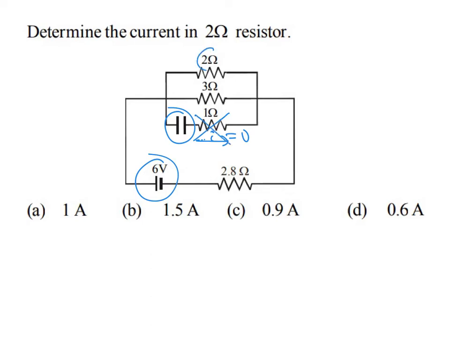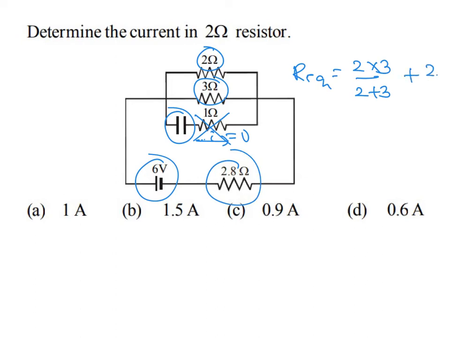So only the 2 ohm is connected in parallel with 3 ohm now. So R equivalent must be equal to R1 R2 divided by R1 plus R2, 2 into 3 divided by 2 plus 3, and this is connected in series now. So I am adding it to 2.8, so that I will get 4 ohm. 4 ohm is the main equivalent resistance now. Therefore current I equals V divided by R. The V is 6 volt and R is 4 ohm, so it is 1.5 ampere, the main current here.